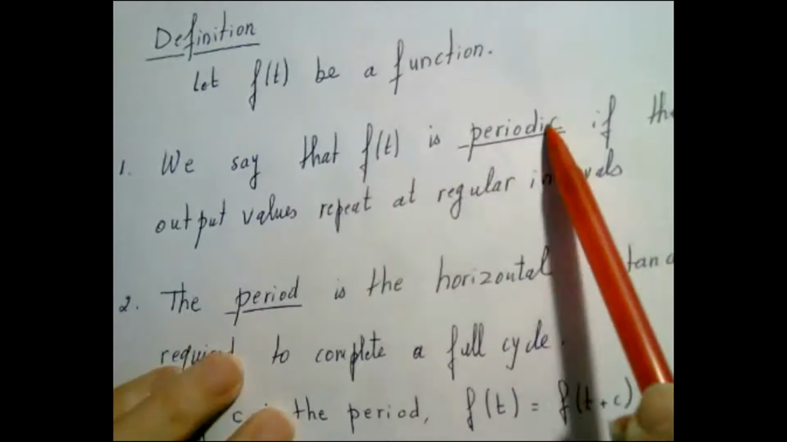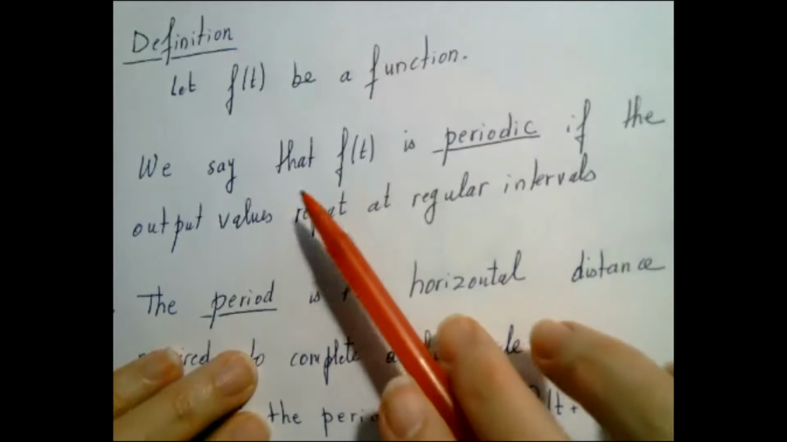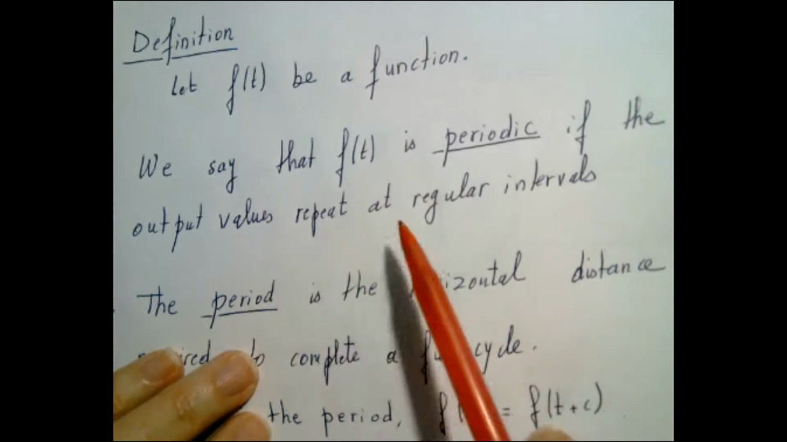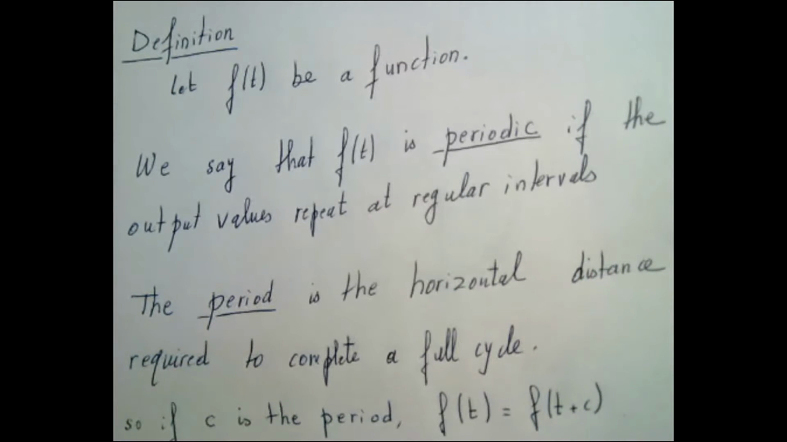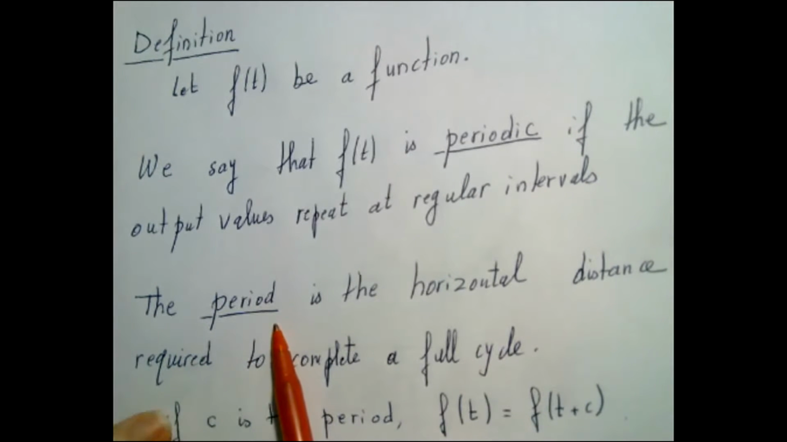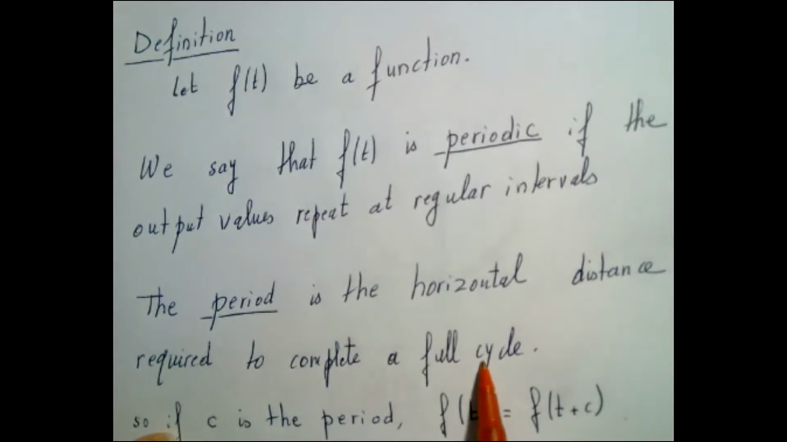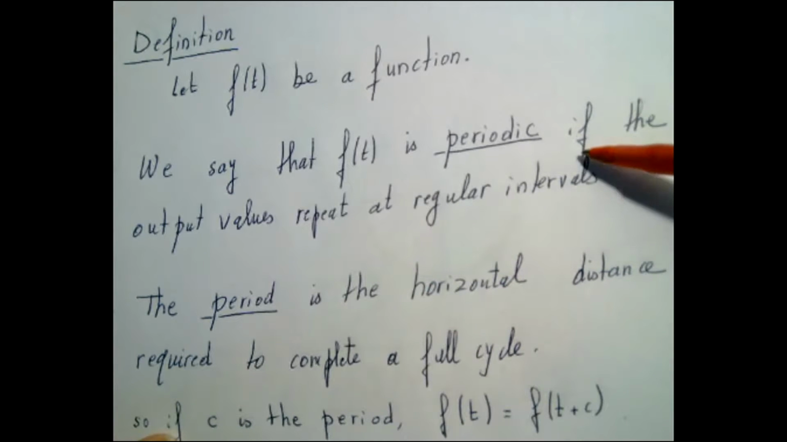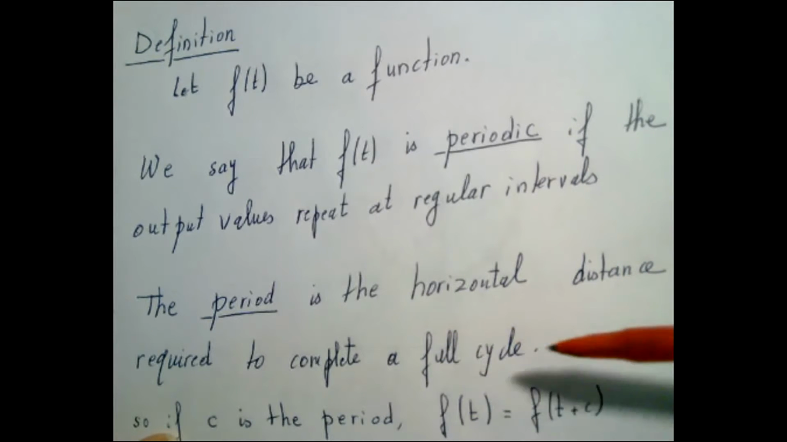Suppose f of t is a function. It means a rule. You have an input and you have an output. We're going to say that f is periodic if the output values repeat at regular intervals. And the period is the horizontal distance required to complete a full cycle. So it's like the Ferris wheel. The period is how long it takes to finish a revolution. So a function is periodic if the output values repeat, and the period is the horizontal distance required to finish a complete cycle.